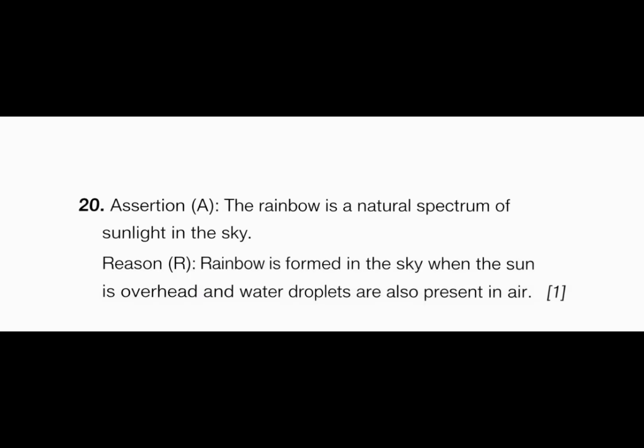Let us analyze the assertion first. The statement: rainbow is a natural spectrum of sunlight in the sky. This is correct. So A is true. Now let us check the reason.